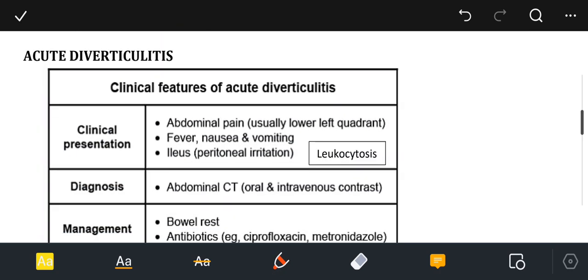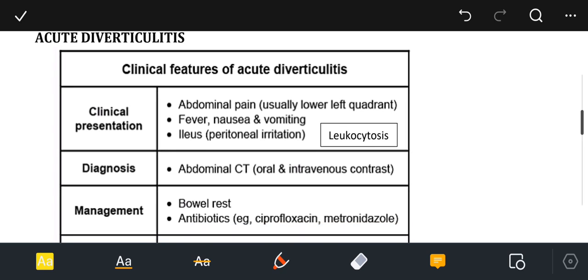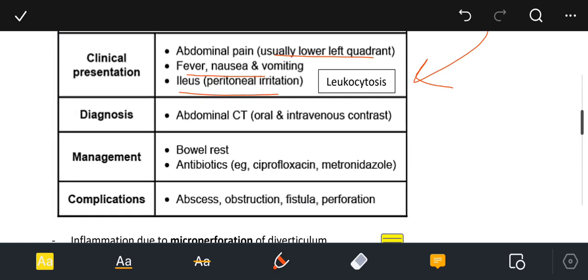The next thing is acute diverticulitis. The clinical presentation is abdominal pain, usually in the left lower quadrant, fever, nausea and vomiting, and ileus or peritoneal irritation. The clinical presentation also includes leukocytosis. The diagnosis is made by abdominal CT with oral and intravenous contrast. Management is bowel rest and antibiotics like ciprofloxacin and metronidazole. Complications include abscess, obstruction, fistula and perforation.